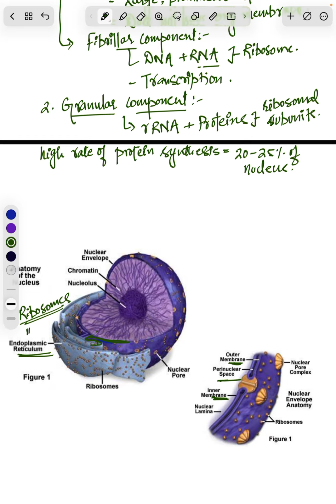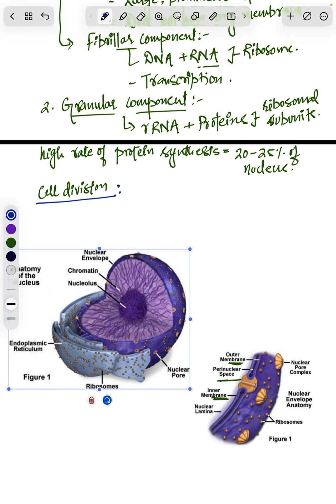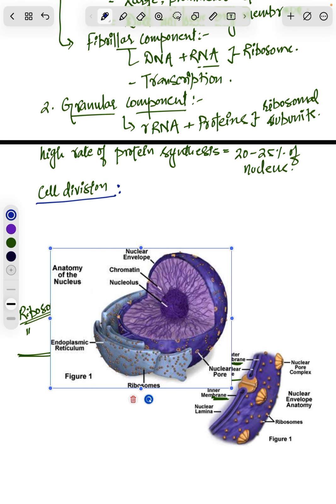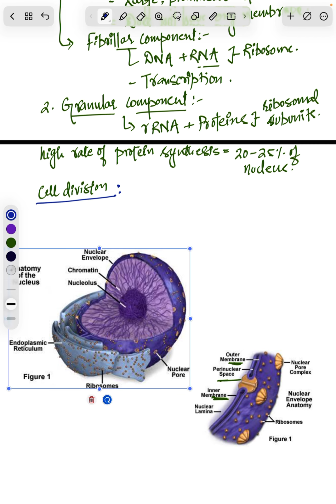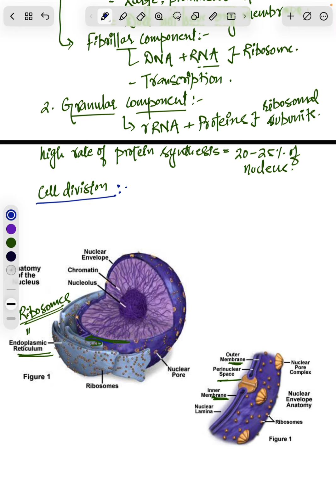Now, during cell division, condensation of chromatin into compact chromosomes takes place. This means when the cell is undergoing cell division, then what happens? Condensation of chromatin. These thread-like structures which are present inside the nucleus undergo compact condensation. So, condensation of chromatin into compact chromosomes.